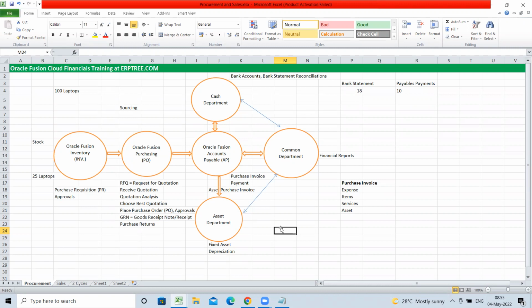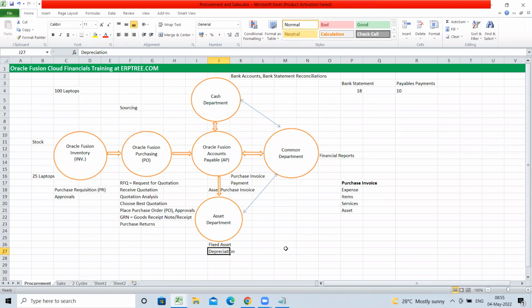If purchase invoices belong to an asset related purchase, the payables department should share that information with the asset department. What will the asset department do? Based on that asset invoice information, they will create the fixed assets and calculate the depreciation. So to create fixed assets and to calculate depreciation, and when we have assets, we do the retirement and many other activities also.